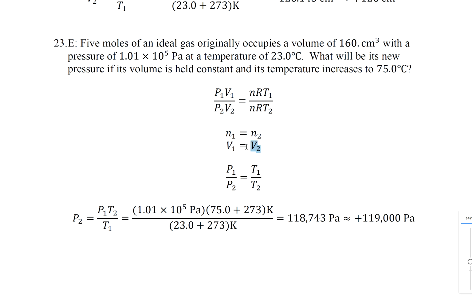It just says volume is constant, so V1 equals V2, N1 equals N2. We know little n stays the same. So things cancel, so we just get P1 over P2 equals T1 over T2. We're solving for P2. Where we get this.